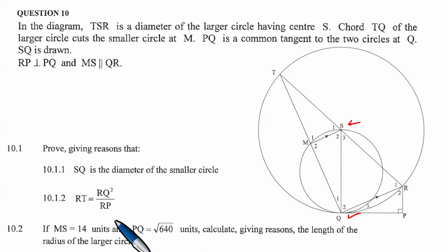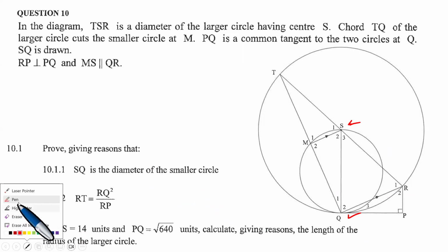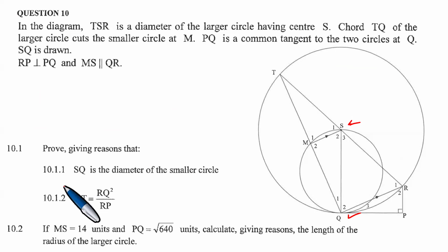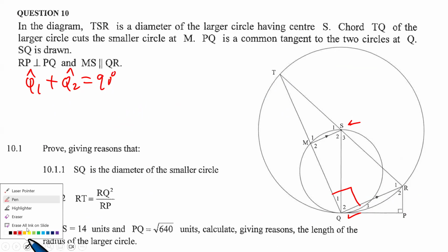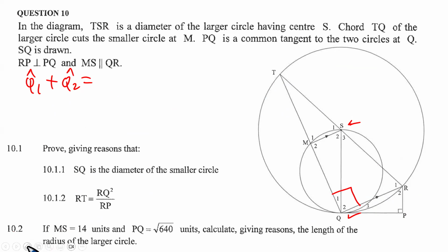Okay, very straightforward. Who can suggest the proof? How would that be proven? What is the proof of that one? Obviously, because we know that TSR is the diameter of the larger circle, it means that this angle is 90 degrees. So the angle Q1 plus the angle Q2 is equal to 90 degrees.